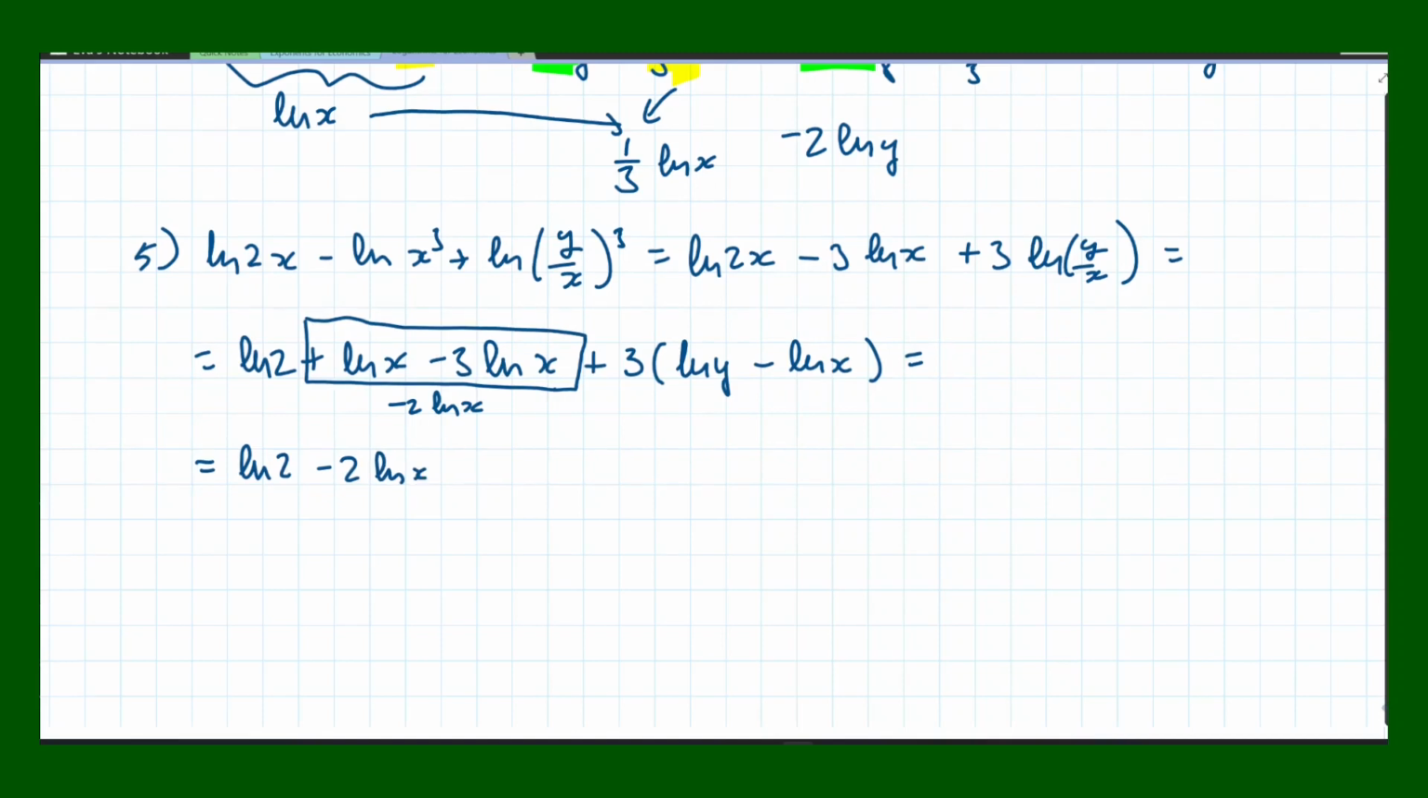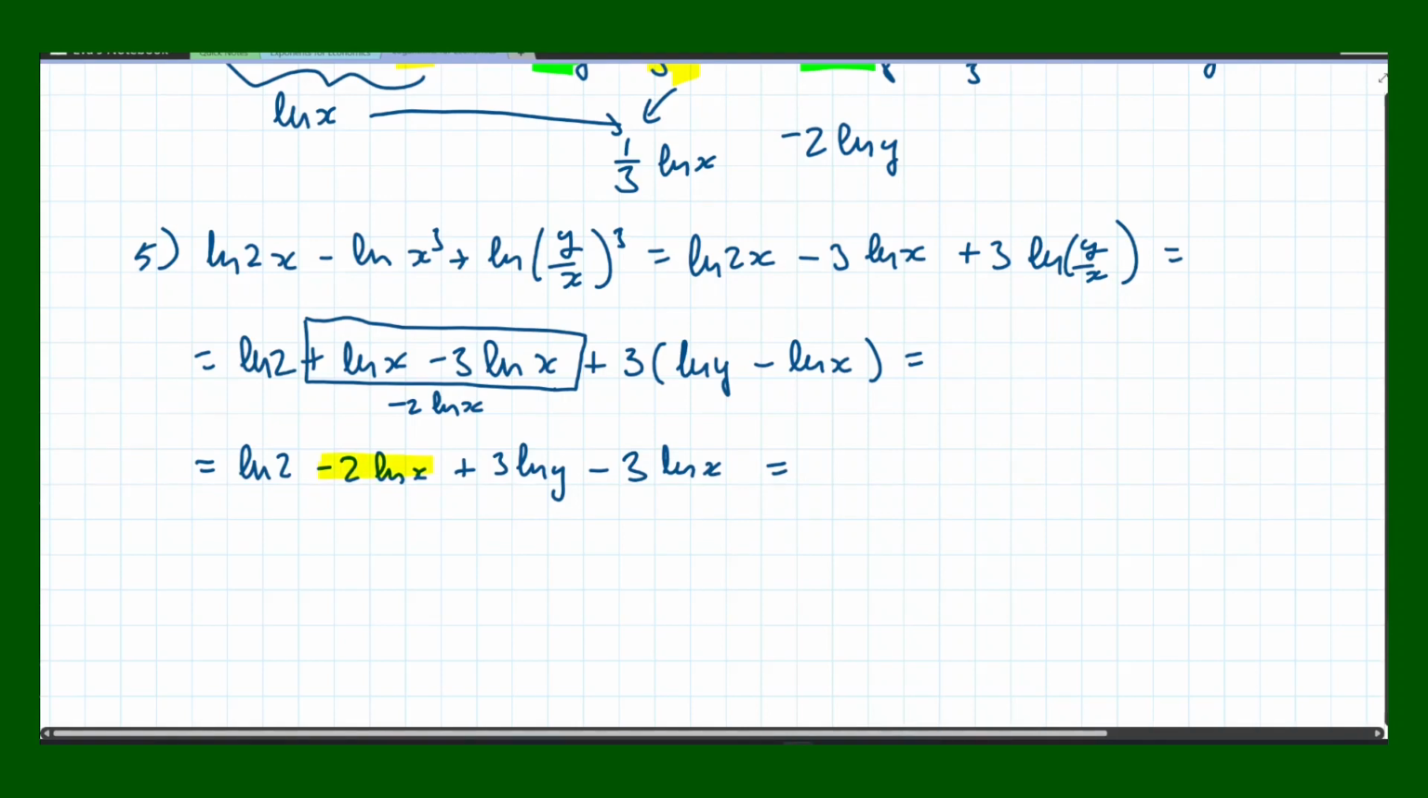But here now I have to multiply a bracket by 3. So that means I have to multiply both the first term and the second term by that 3. So that's going to be plus 3 ln y minus 3 ln x. Okay, so what do I have altogether? Well, I still have got negative 2 ln x and I have got a negative 3 ln x.